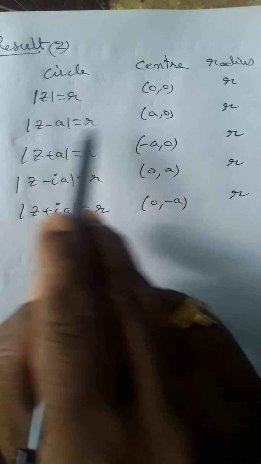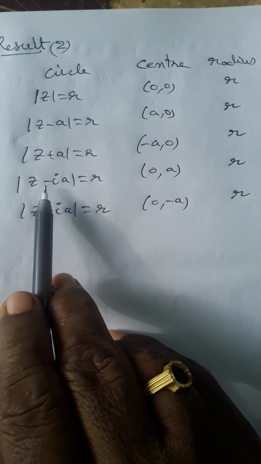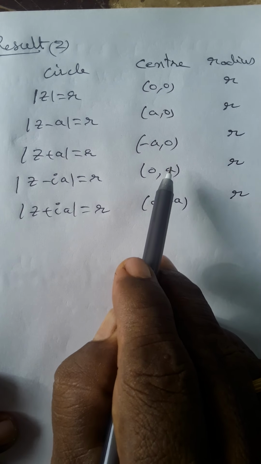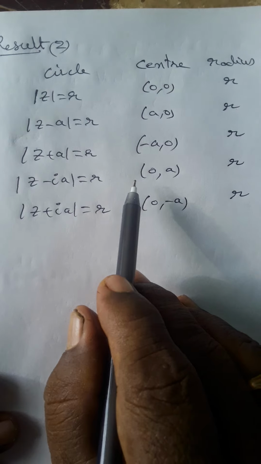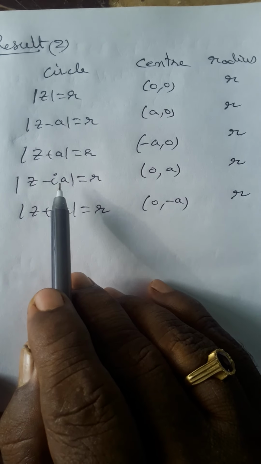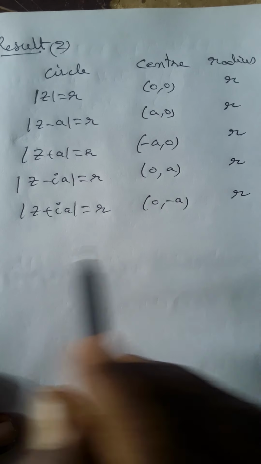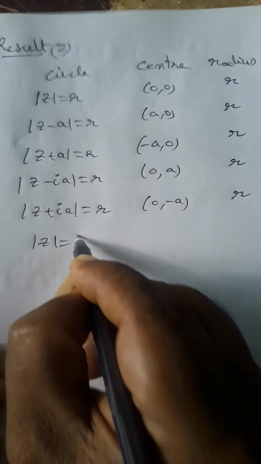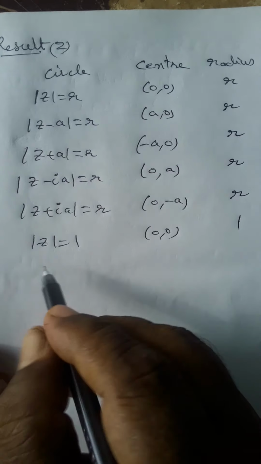If a negative sign is there, you write the opposite sign; if a plus sign is there, write the opposite. With i it means the y coordinate; without i, the x coordinate. That is the observation.